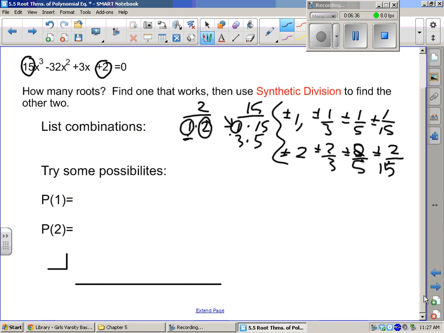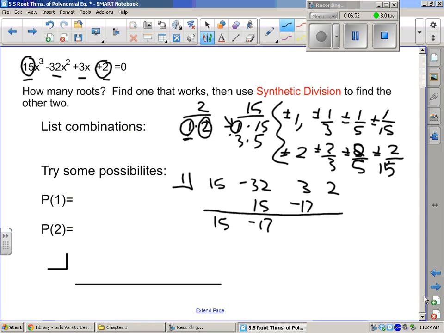So I'm going to try 1 first. I'm going to put 1 in the box, and then I have my 4 coefficients: 15, negative 32, 3, and 2. Bring down the 15, multiply, that's negative 17, multiply, that's negative 51, multiply, and negative 49 is not a 0. So that's not going to work.